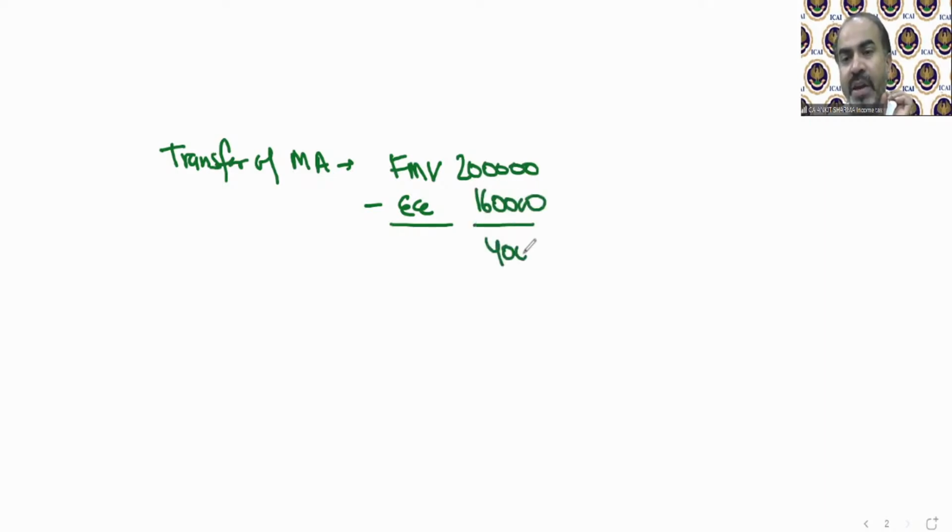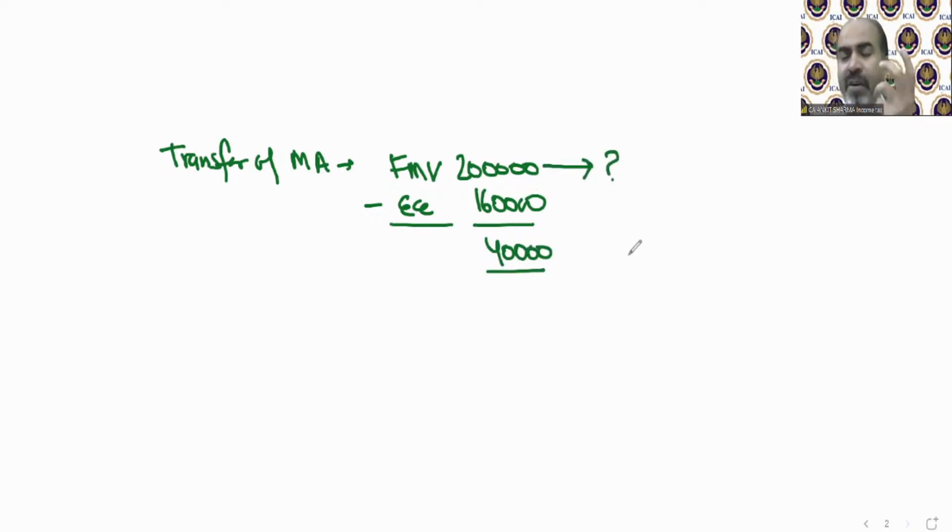So technically, what is going to be taxable? It says the fair market value of that asset at the time of transfer minus the amount received from the employee, that is, any amount paid by the employee. For example, there was an asset with a fair market value of 2 lakh rupees and from the employee we recovered 1,60,000. Then the taxable value will be 40,000.